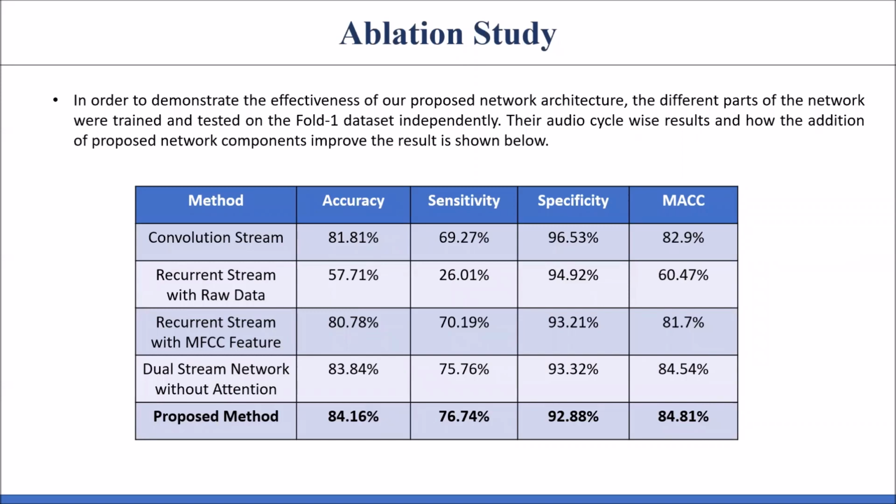But when we use the MFCC features instead of the raw data on the recurrent stream, the accuracy jumps to 83.84%. Combining these 2 streams gives an accuracy of 83.84%, while combining them using the attention network gives our best accuracy of 84.16%.